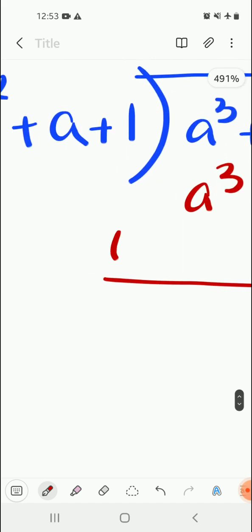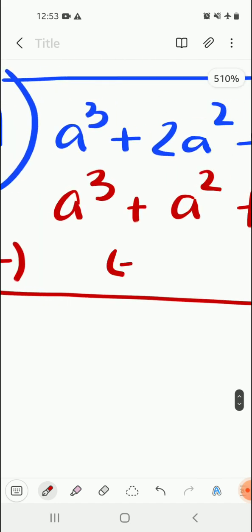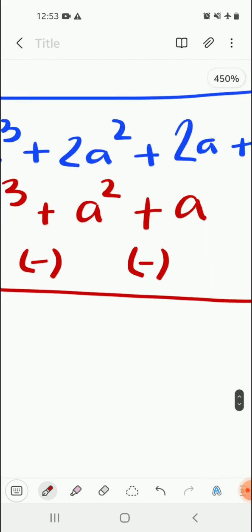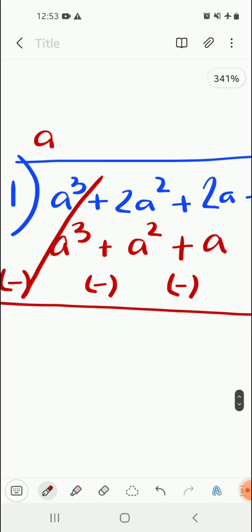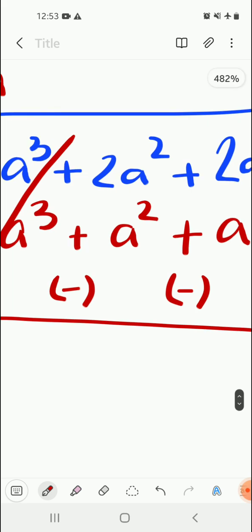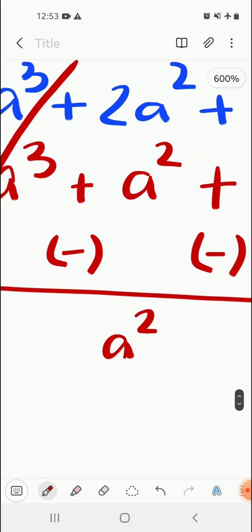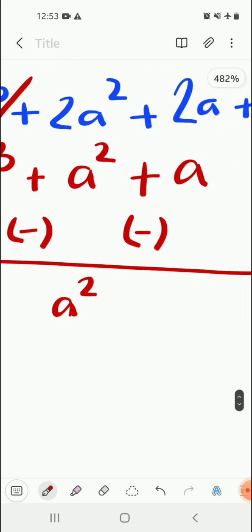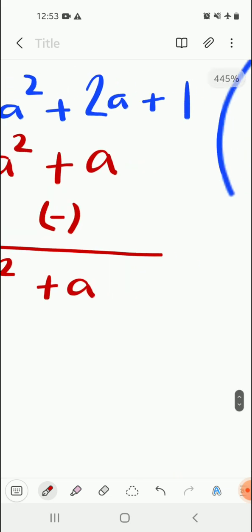Cancel things out, the sign becomes negative: this is minus, this also becomes minus, this also becomes minus. These two get cancelled, plus a cube and minus a cube. Here it is plus 2a square and here there is minus a square, so it would become only a square. Again, plus 2a minus a would become only plus a. And this shifts down, that is plus 1.